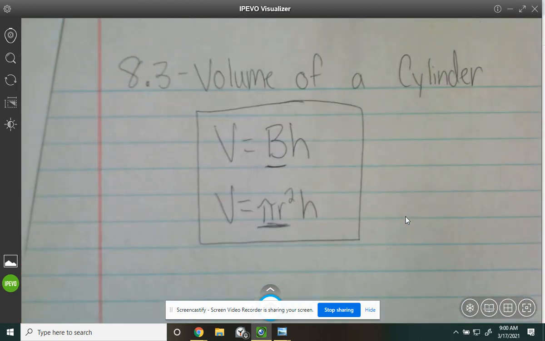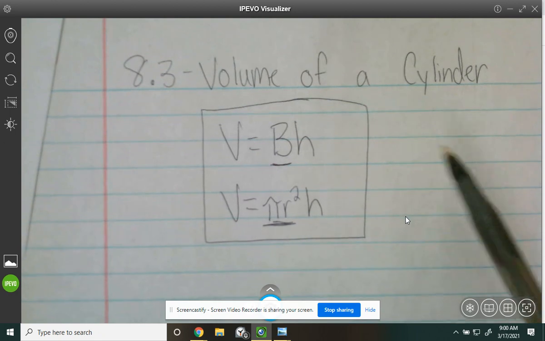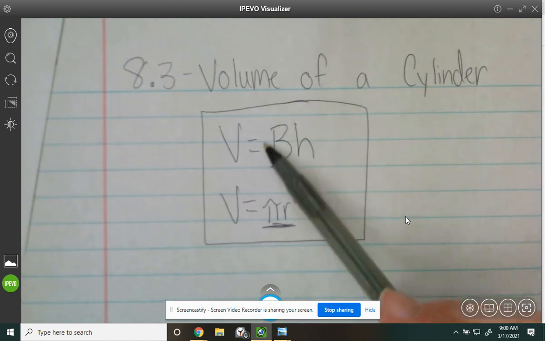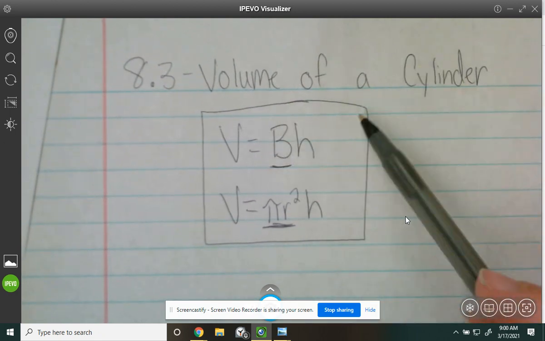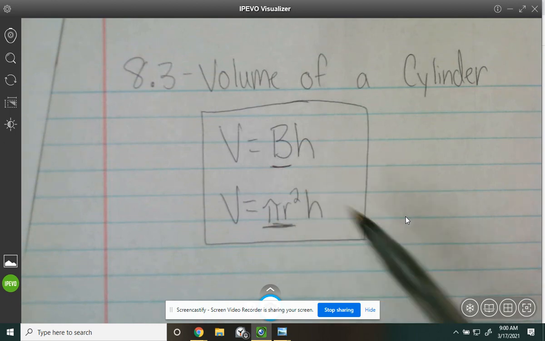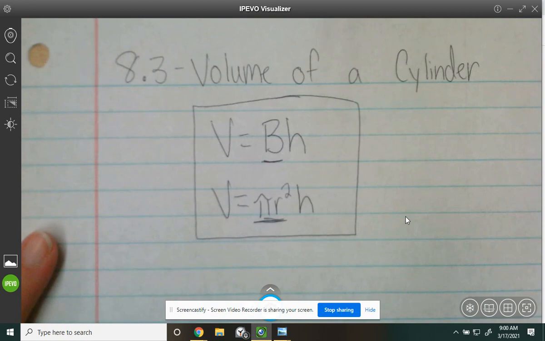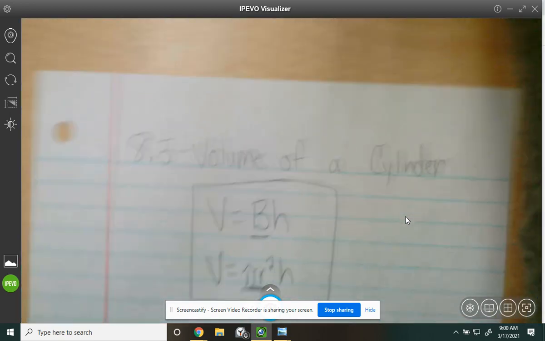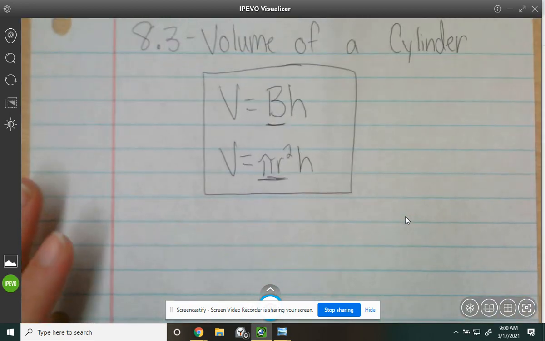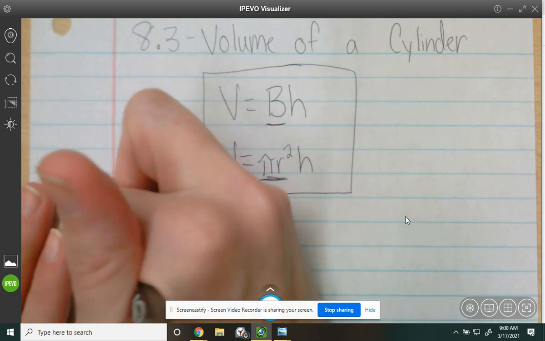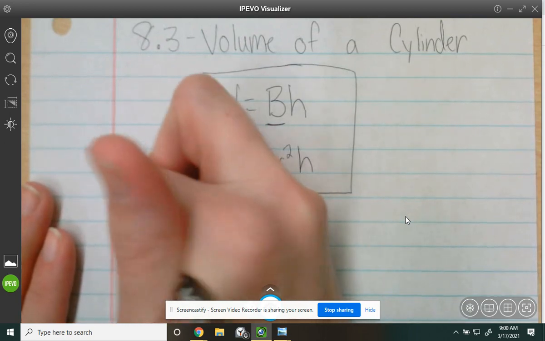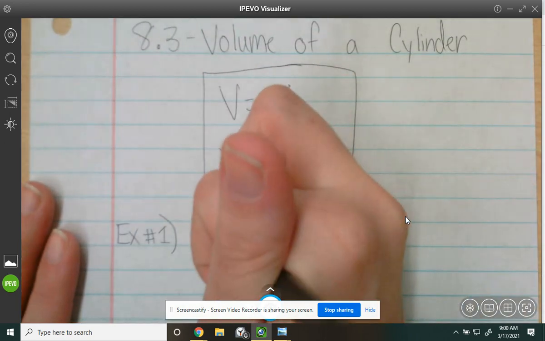You just have to remember, whatever you're looking at on your reference sheet for map testing, that this means area of base. And my base in a cylinder is a circle, so therefore I use pi r squared there. Okay, so I think volume is a lot easier than surface area. That's why I like to end the chapter on volume, just to give you a little confidence boost.